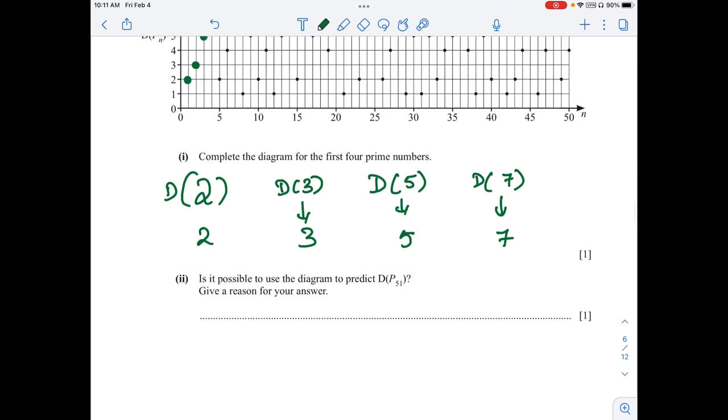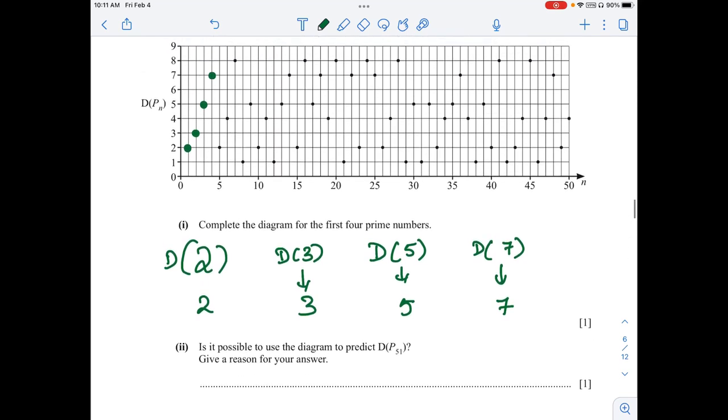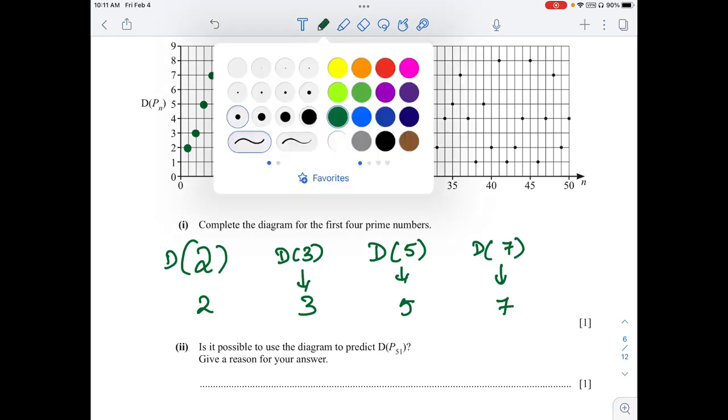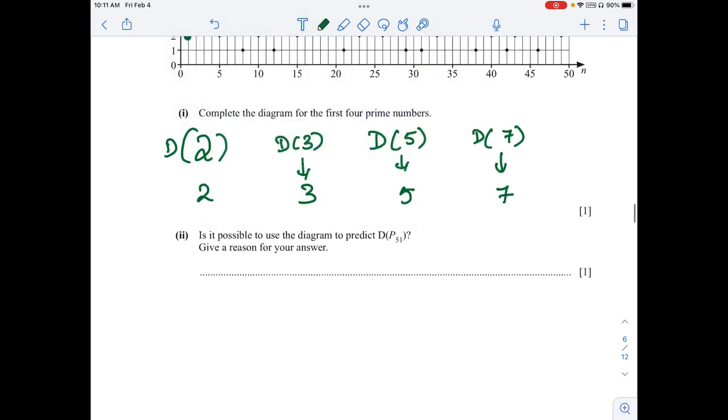Is it possible to use the diagram to predict the digital root of the 50th prime number? Give a reason. I think not. There is no pattern being followed. You can see all the numbers are scattered, so we cannot find the digital root. So we can say that no, it cannot be predicted, as the patterns are not repeated.